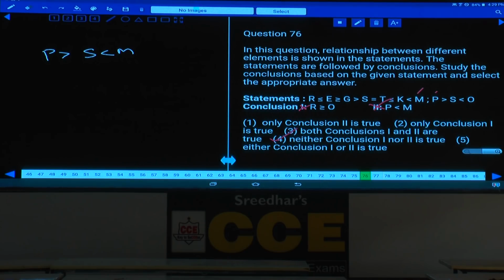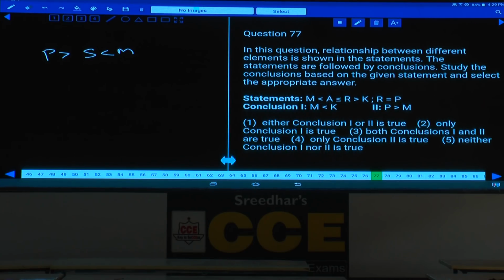76 is choice 4. Then coming to 77, the relation between M and K, lesser than, greater than, two opposite symbols, that is false. Then second one, P greater than M. Now M is here and R is here, R equals to P. Again, now M lesser than R, R equals to P. That is M lesser than P is true, P greater than M is definitely true. Then what is your answer here? Only conclusion 2 follows, that is choice 4.